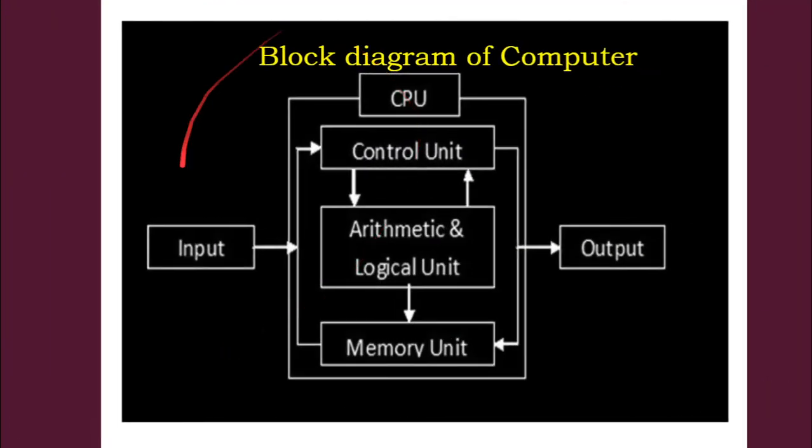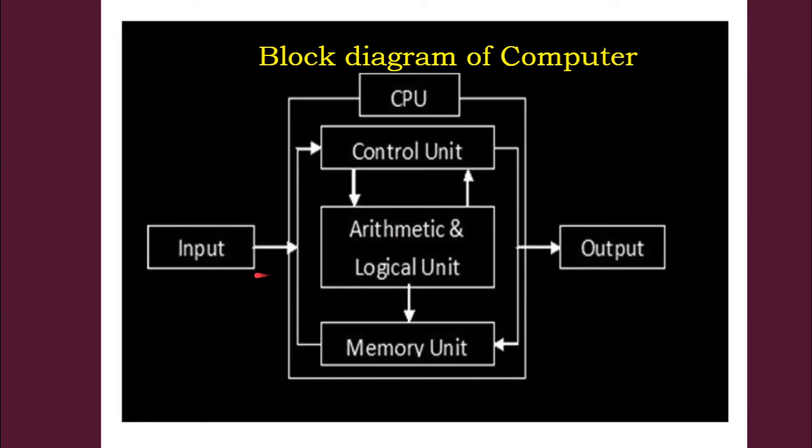Let us see the block diagram of the computer. The major three components are input, processing and output. Input comes from various devices like a mouse, a keyboard, a joystick, all of which are input devices. The input is caught by the input device and passed through the communication channel to the different parts of the system, the memory.